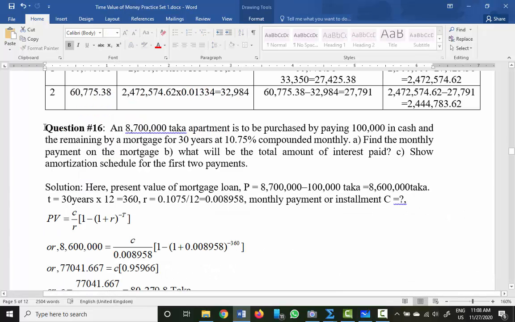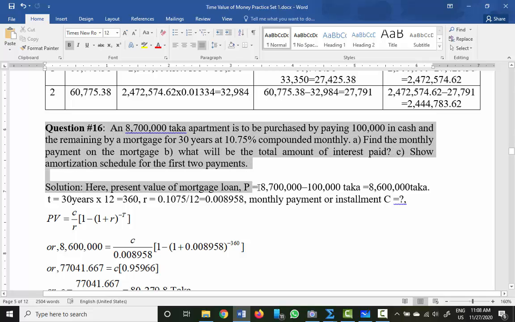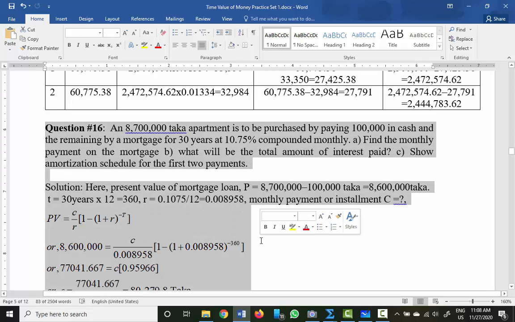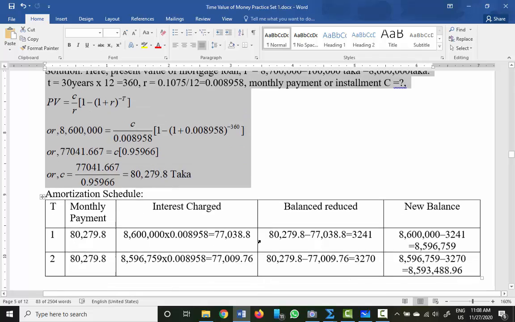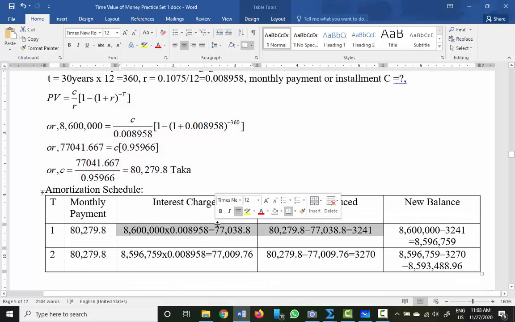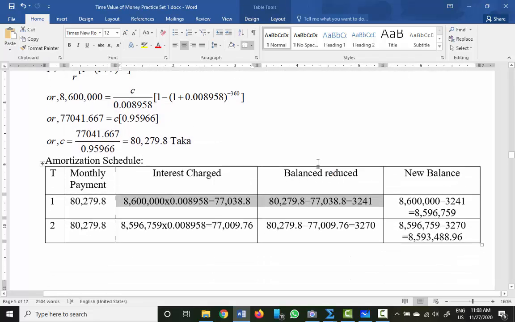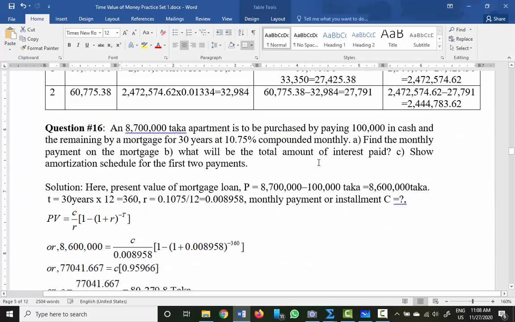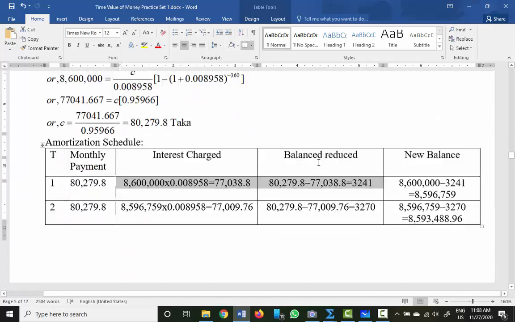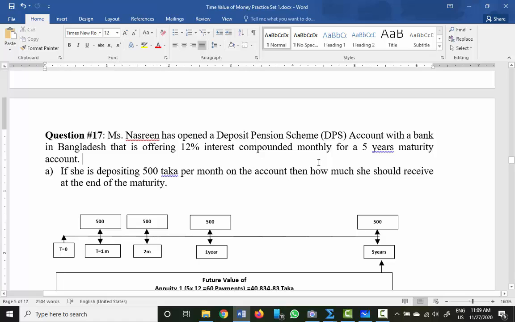Right, question number 16 is exactly like question number 15. You can easily solve it at home and find the amortization schedule like before. Please solve it at home. Now I will show you question number 17.